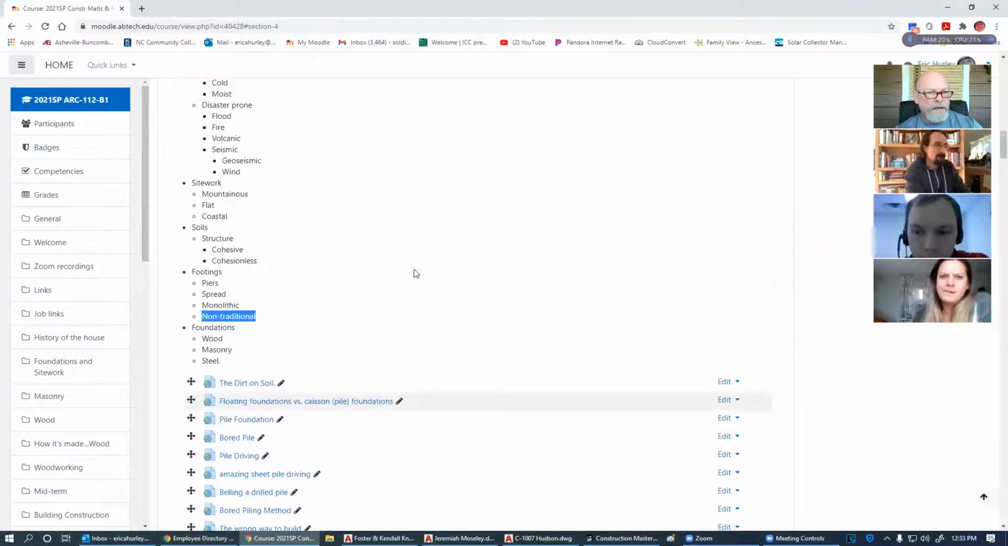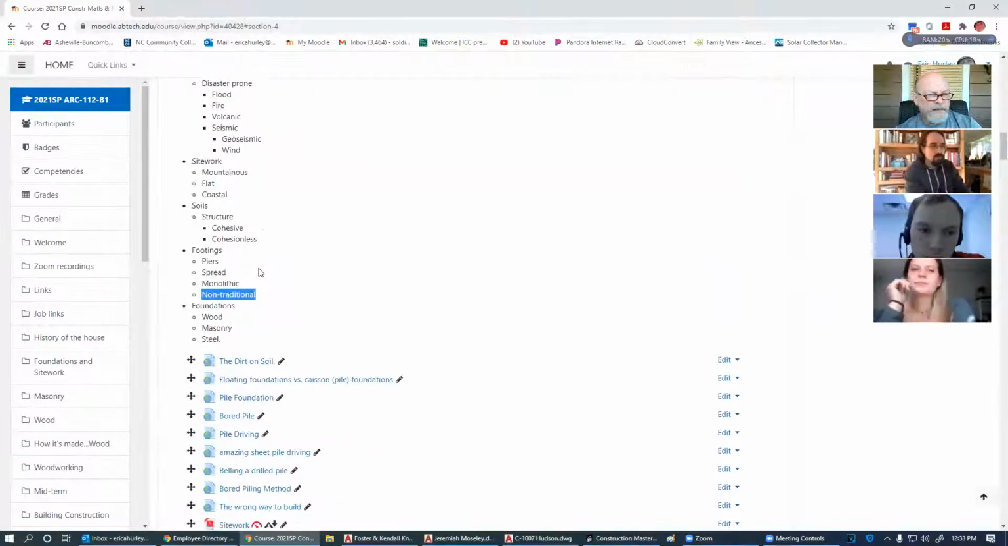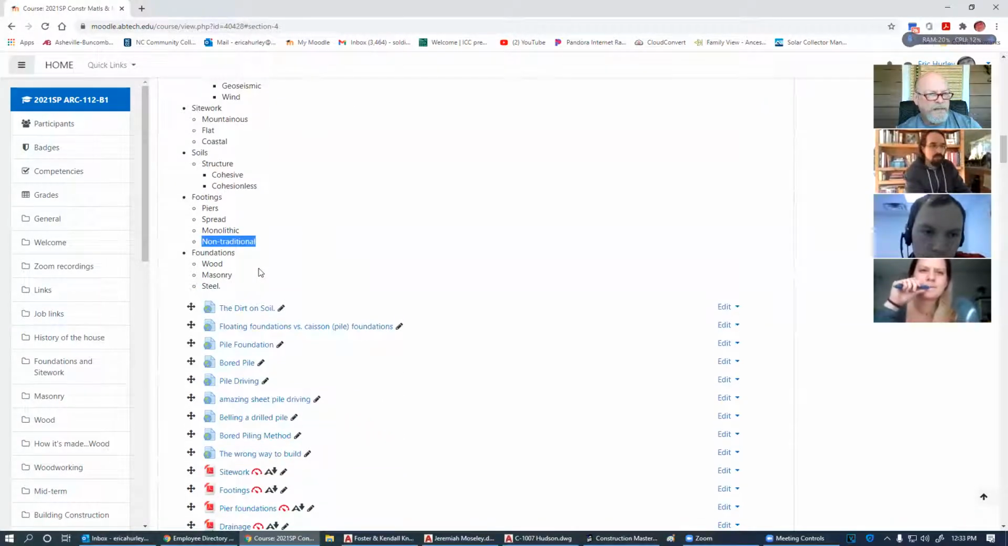All right, so we were talking about footings the other day. We talked about piers, piles, and all of that good stuff. We talked about seismic movement, mountainous, flats, coastal, soils. Piers, spread footings. So we got into piers, and let's talk about spread footings.